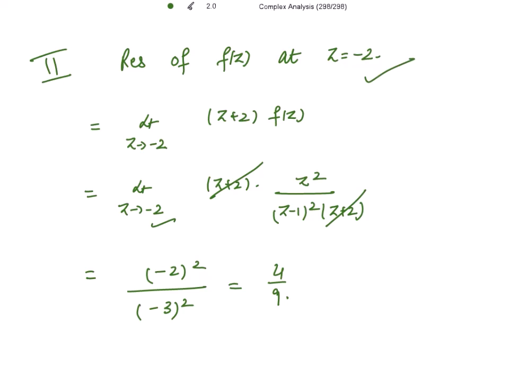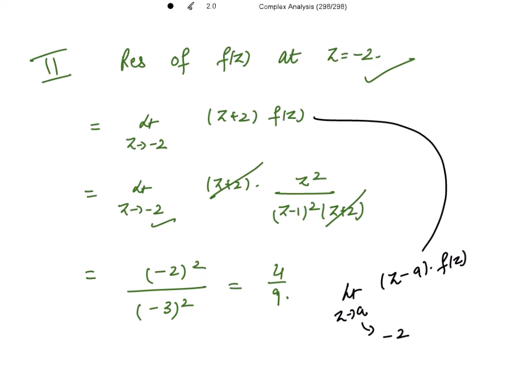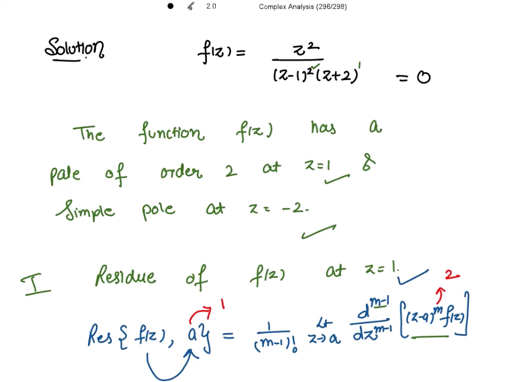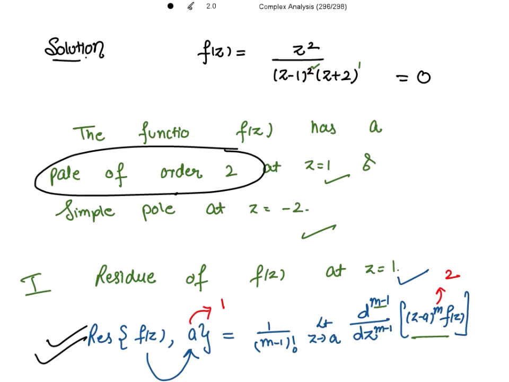For a simple pole, the formula is limit z tends to a, (z minus a) into f(z). Here a is negative 2, right? So just calculate the residue for the simple pole like this. For the power higher than 1, we apply this formula, for the pole having the higher order.